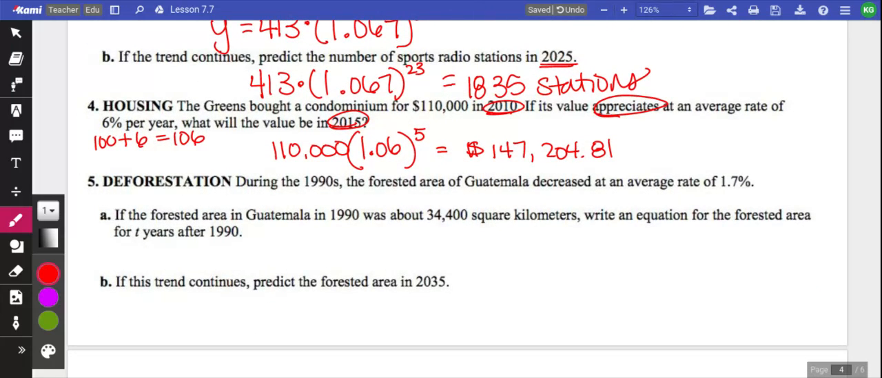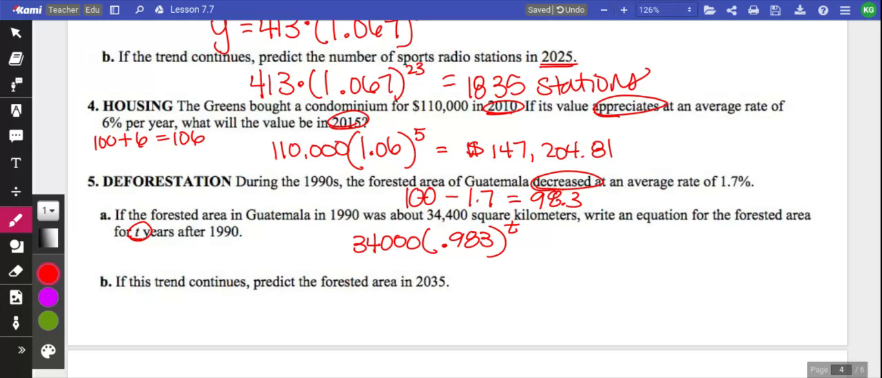During the 1990s, the forested area of Guatemala decreased. So that tells me we're doing exponential decay, an average rate of 1.7%. The forested area in Guatemala was 34,000 initially. We're doing 100 minus 1.7%, 98.3. As a decimal, 0.983. And for this first part, they say to the T years.